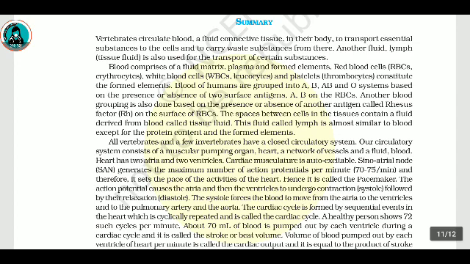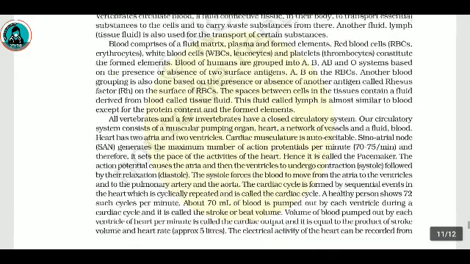Our circulatory system consists of a muscular pumping organ, the heart, a network of vessels, and a fluid, blood. Heart has two atria and two ventricles. Cardiac musculature is autoexcitable. The sinoatrial node, SAN, generates the maximum number of action potentials per minute, 70 to 75 per minute, and therefore it sets the pace of the activities of the heart. Hence, it is called the pacemaker.